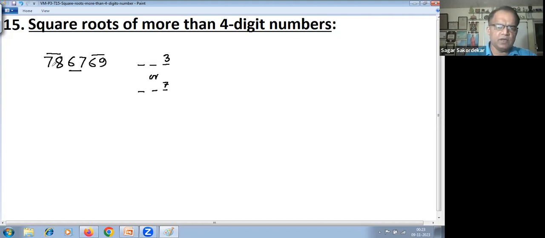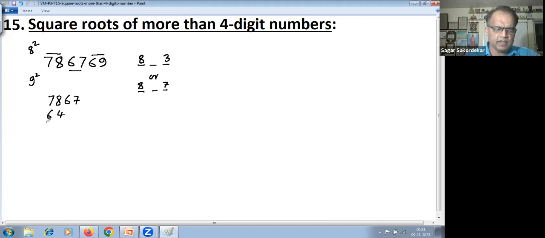Based on the first group here, we define the first digit. 78 is between 8 square, that is 64, and 9 square, that is 81. 8 square is 64, 9 square is 81, so this is in between. So the lower side square root, that is 8, should be the first digit. Now you have to get the middle digit. For that, we said you take the first two groups, 78 and 67, and subtract the square of this from the first group. 8 square is 64.